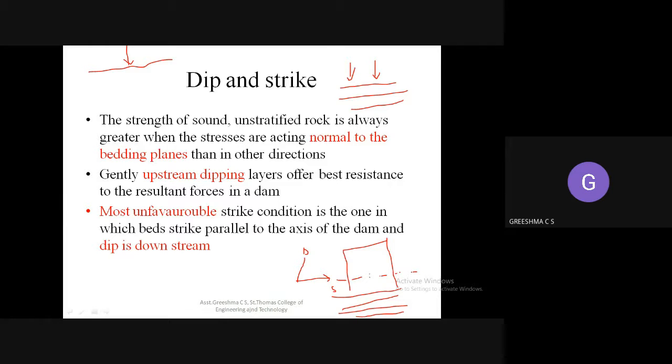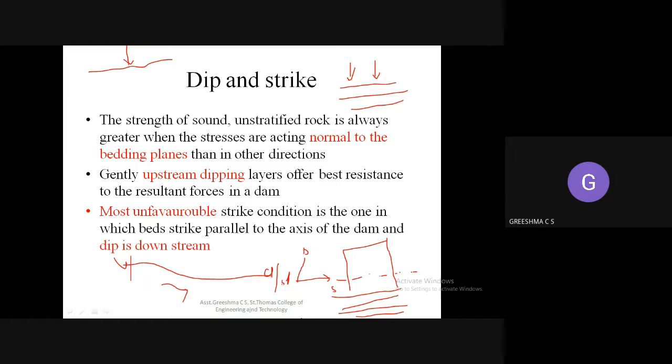Upstream means the side from where the water is coming. The tail end where the water flows away is what you call downstream. See this side, for example, the water is flowing like this. So the water flow is in this direction. This is called the upstream side and this is called the downstream side.